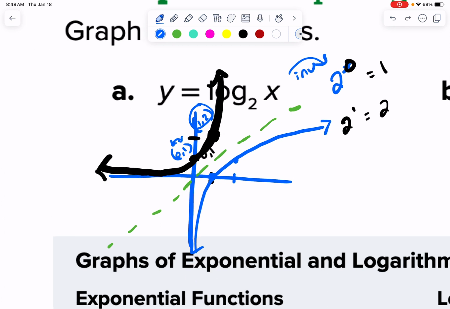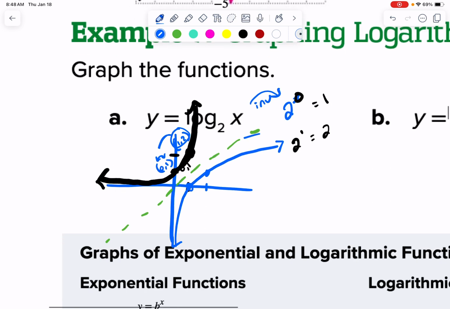So if you get just 2 points on your graph, just flip them around, and that will be the inverse, or the log function. So that's what it will look like. Graph the functions. There you go. The blue one is the log.